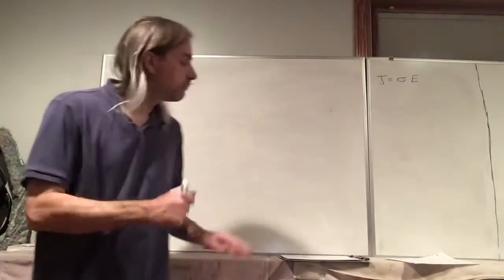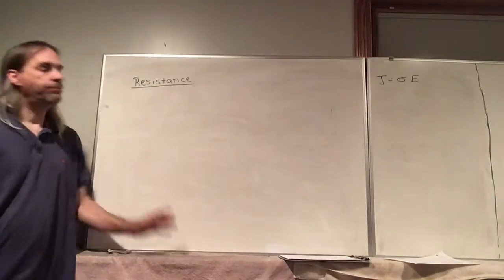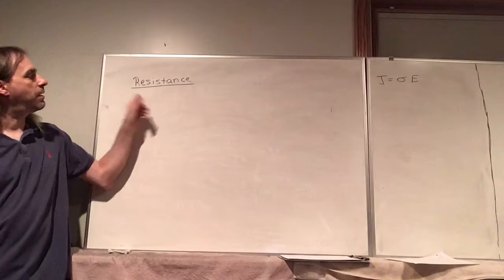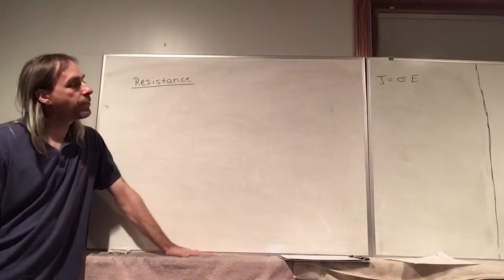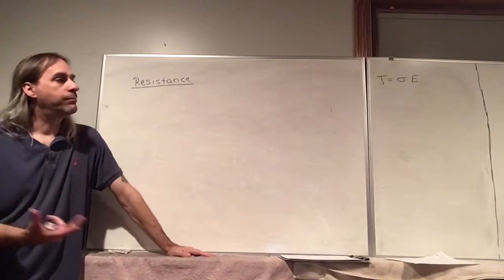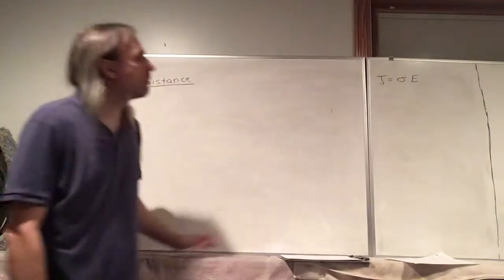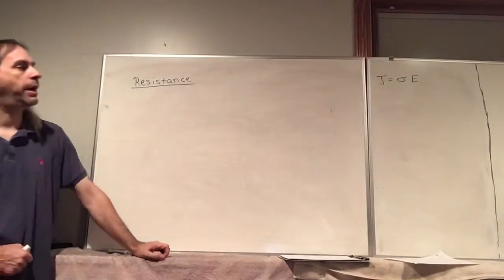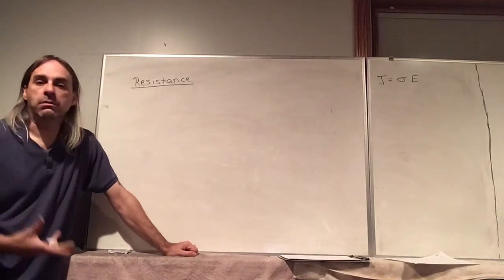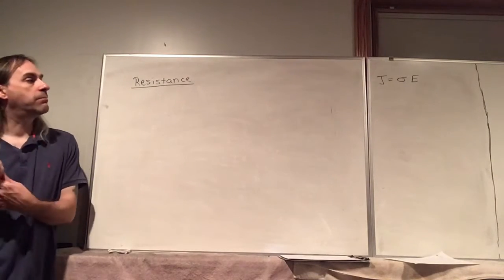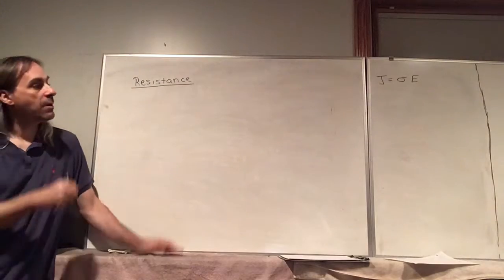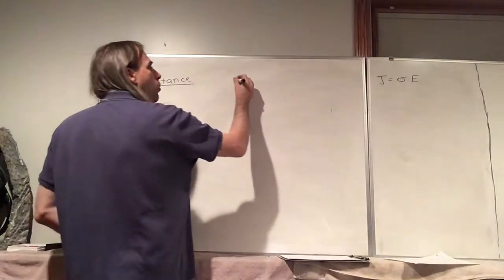Hello, class. Okay, so I'm going to do a new topic. We're going to talk about resistance. So last time with this Drude model, we showed Ohm's Law is valid for a conductor like copper, or just any simple metal. So let's say we have an electric wire.